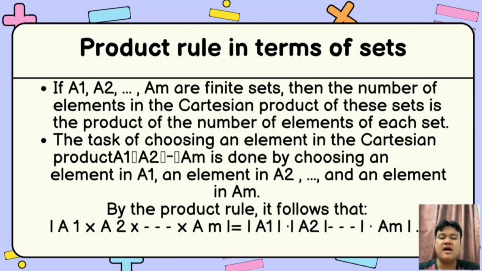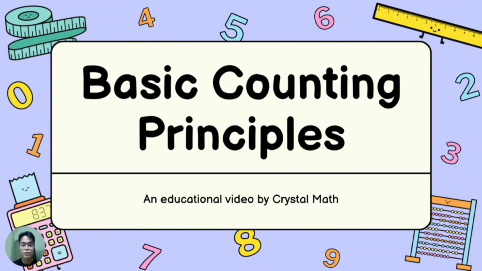By the product rule, it follows that the size of A1 × A2 × ... × Am is equal to the size of A1 times the size of A2 up to the size of Am. Hello everyone, my name is Owen Sheffield, matric number 82901, and today I'm going to be presenting about one of the basic counting principles, which is the sum rule.